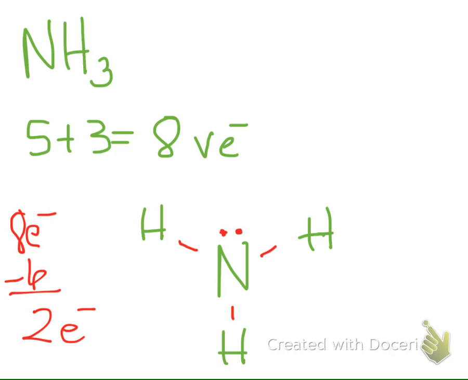Okay, we're looking at this right here. How many? 2, 4, 6, 8. Okay, has nitrogen fulfilled its octet? Yes. Does hydrogen get to fulfill its octet? Hydrogen only has 1 electron. It can't have 8. Okay? Hydrogen doesn't get that. As long as we're here, we're happy.